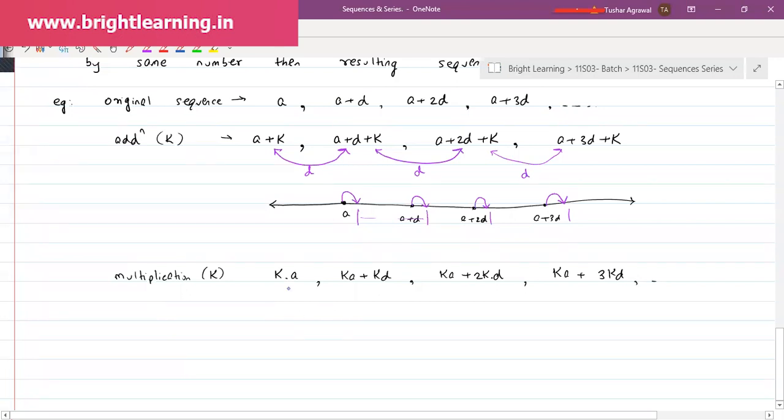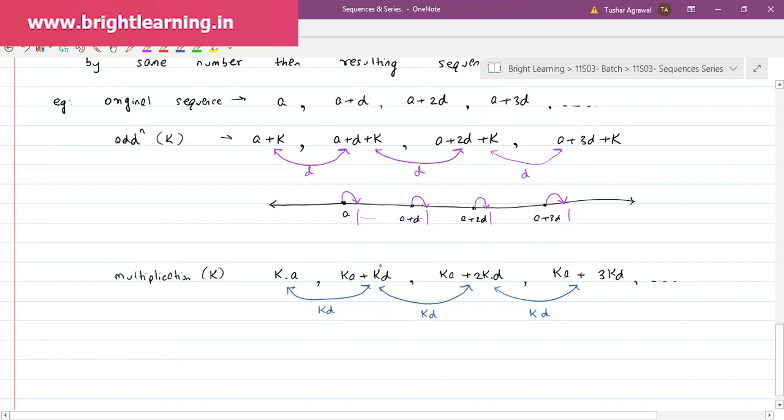What is the difference now? The consecutive difference is the difference in consecutive terms. Between ka and ka plus kd, the common difference is kd. Between ka plus kd and ka plus 2kd, again the difference is kd. Between ka plus 2kd and ka plus 3kd, the difference is kd. Yes or no? Still the difference is the same, so this is an arithmetic progression only.